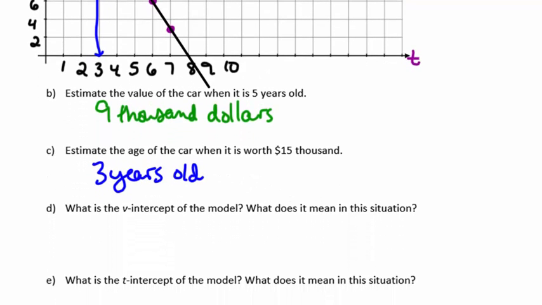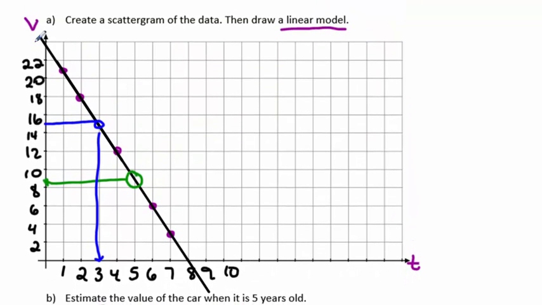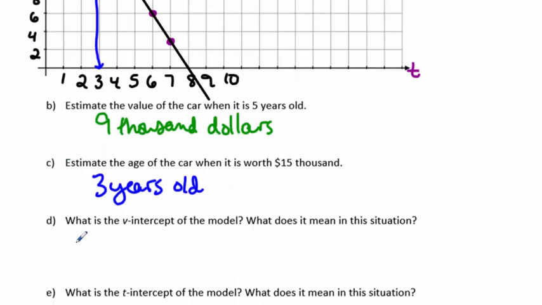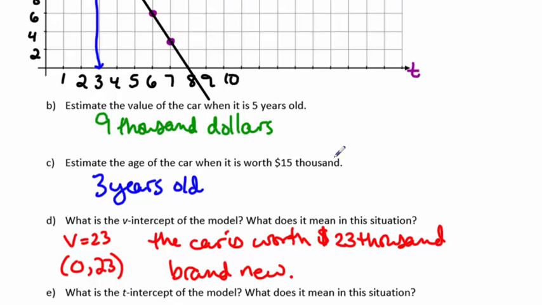Part D, what is the V-intercept? Okay, the V-intercept is the place where this graph crosses the V-axis. So it looks like about 23. So we can say V is 23, or a better way of writing that is the ordered pair (0, 23). We want to write it as (0, 23) because when I talk about what it means, I need to explain both the 0 and the 23. So the 0 is going to mean 0 years since the car was bought, so the car is brand new, and V is the value. An explanation wouldn't be complete without both of these parts: $23,000 and brand new, describing both the 0 and the 23 in the intercept.